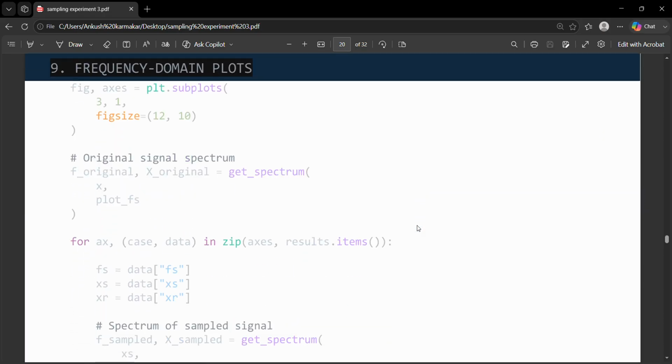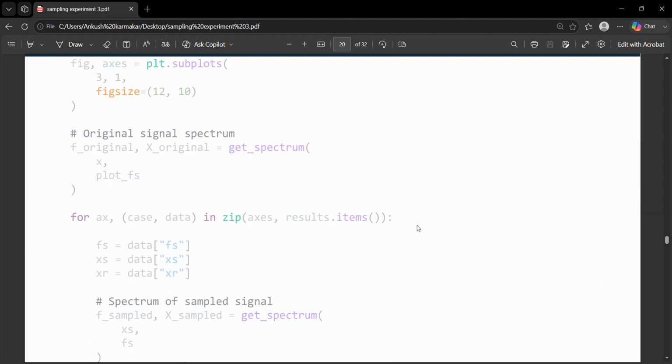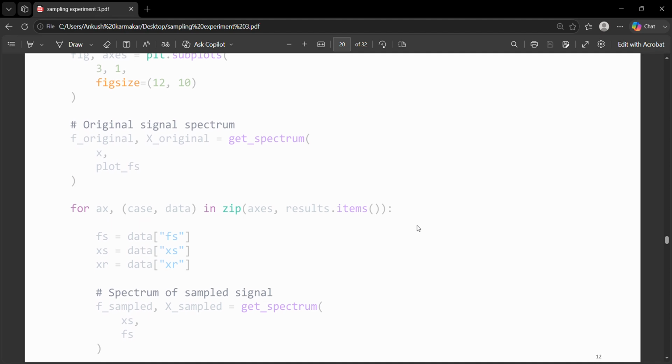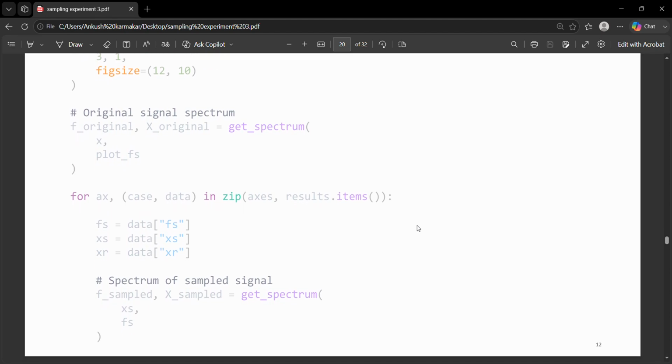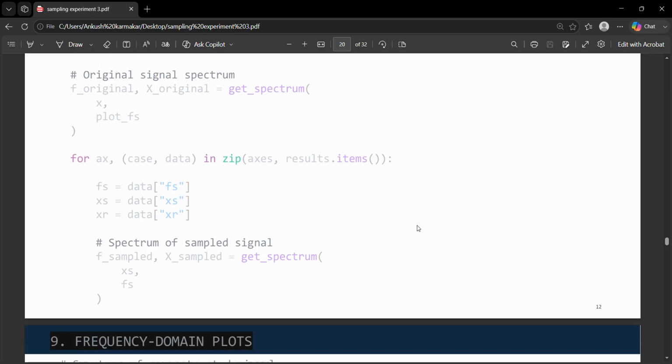Frequency domain results. Now I compare the signals in the frequency domain. The original two-tone signal has frequency components at 50 Hz and 120 Hz. In the 400 Hz case, the sampled and reconstructed spectra preserve the components much more faithfully. At 240 Hz, we are at the Nyquist boundary, but at 180 Hz, the spectrum shows frequency ambiguity because the 120 Hz component is undersampled.